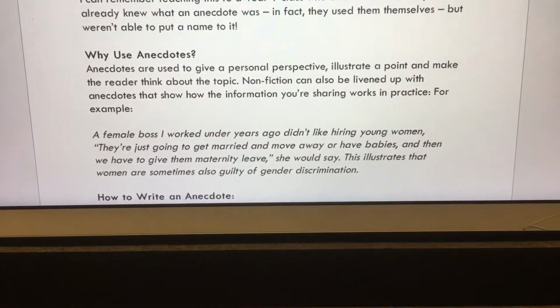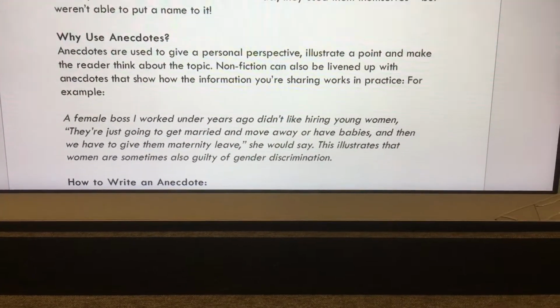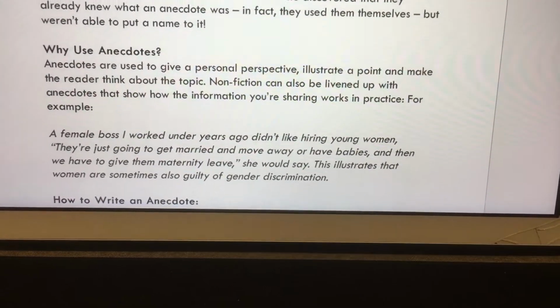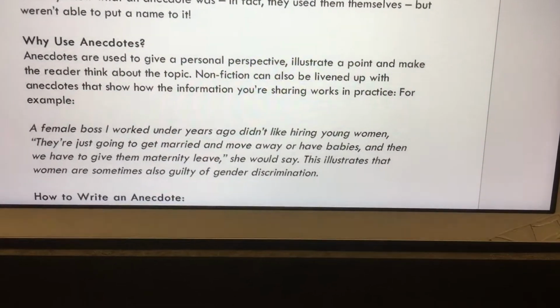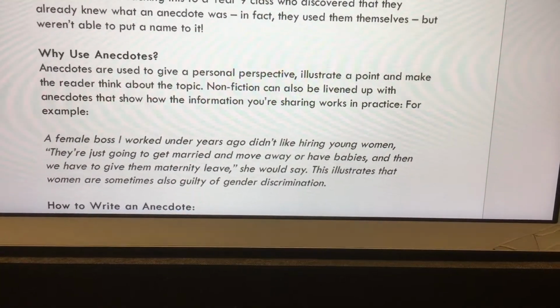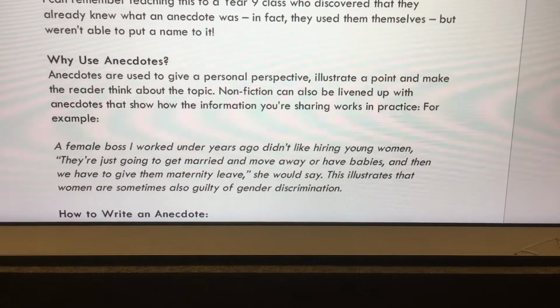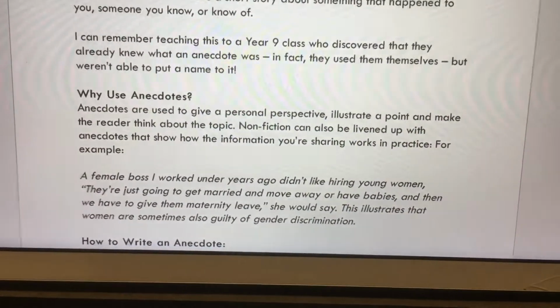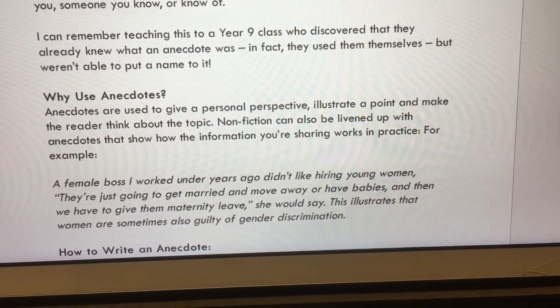A female boss I worked with under years ago, or even a female boss I worked under years ago, didn't like hiring young women. They're just going to get married and move away or have babies. And then we have to give them maternity leave, she would say. This illustrates that women are sometimes also guilty of gender discrimination. So, it's a little story that supports the argument.